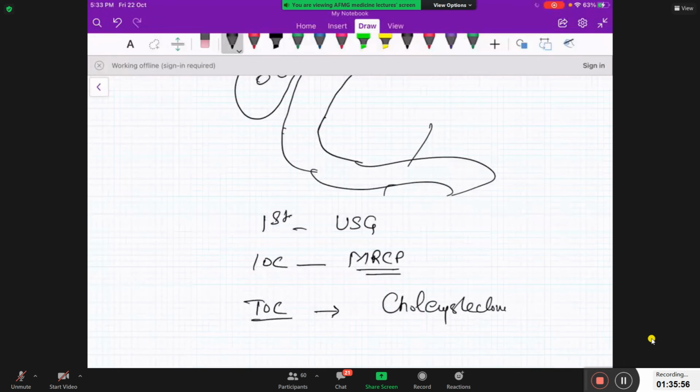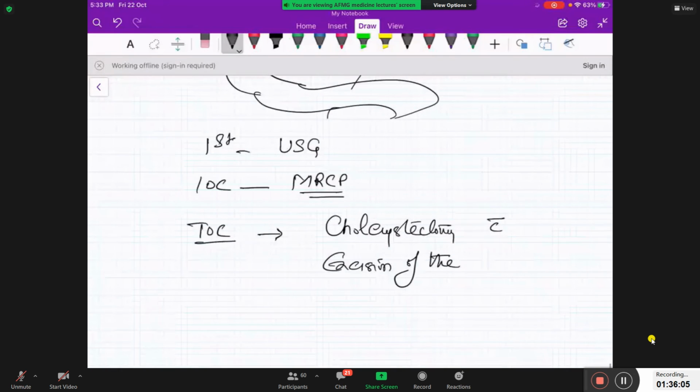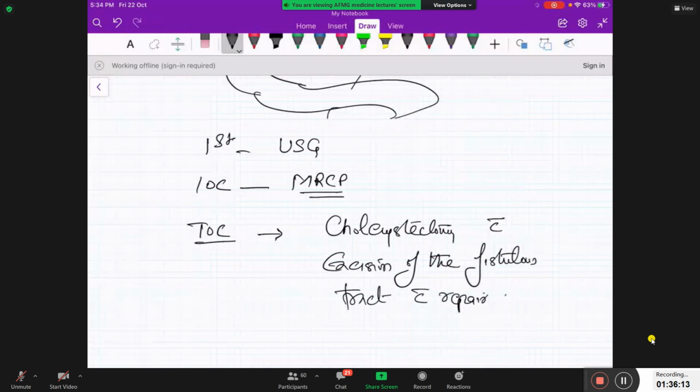Cholecystectomy with excision of the fistulous tract with repair of the organ with which there is a fistula. Cholecystectomy with excision of the fistulous tract with repair of the organ with which there is a fistula. Right?